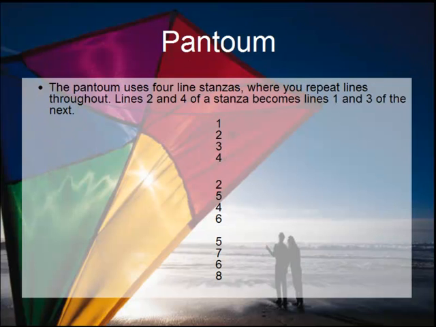Next we have a pantoum. A pantoum uses four-line stanzas, which we know as quatrains, where you repeat lines throughout, meaning lines 2 and 4 of a stanza become lines 1 and 3 of the next stanza. So this is just a number pattern to show you how it would work. You've got 1, 2, 3, 4 for the lines, then you've got 2, 5, 4, 6, then 5, 7, 6, 8, etc.